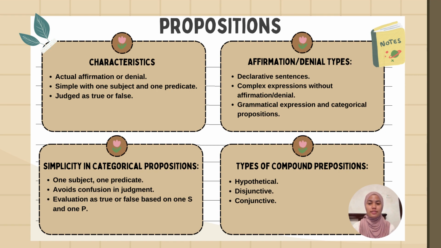Next are the types of compound proposition, of which there are three types. The first is hypothetical, disjunctive, and conjunctive. So what is hypothetical, what is disjunctive, and what is conjunctive? Basically, these are terms used to describe different types of compound proposition in logic, of which the first is hypothetical.